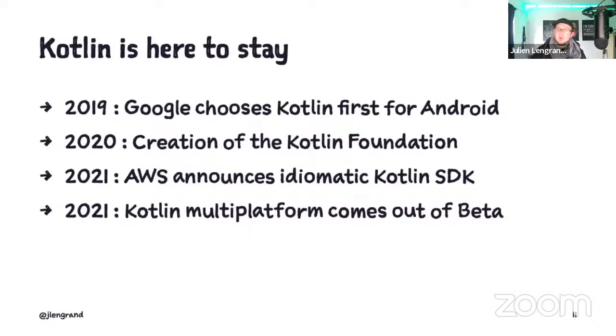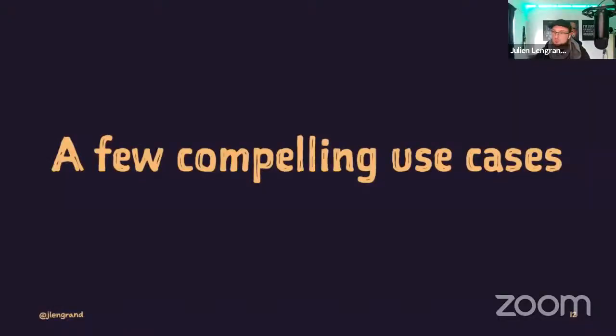And for me, a few things tell me that Kotlin is here to stay. A lot of people are saying it's going to disappear, like Groovy. I see more and more big companies making bets on Kotlin, and to me, that's a very good sign of a healthy environment. So, Google choosing Kotlin for Android, of course, the Kotlin Foundation, but now AWS announcing idiomatic Kotlin, and also Kotlin Multiplatform coming out of beta. So I see good signs as an industry that we're moving forward with Kotlin. That's enough for me to be convinced.